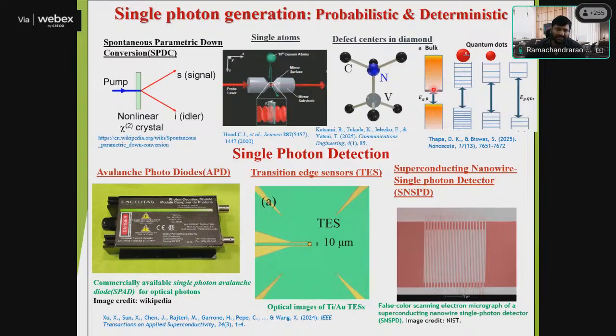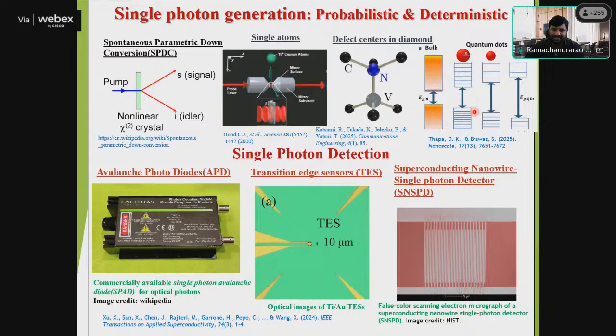So for sensing, as I said, you need to do three things. One is single photon generation. Second is single photon detection. Third is single photon manipulation. That is where the sensing part will come. If you can manipulate the single photon, that means you are sensing. This is very important. So then these are the generation protocols.